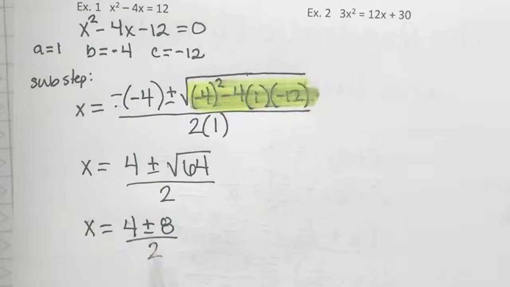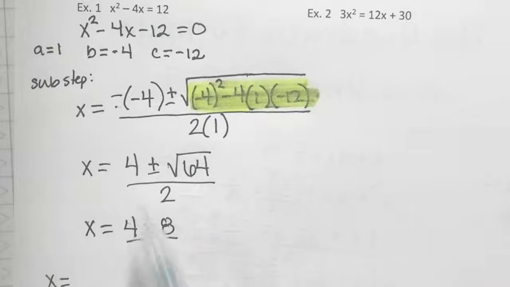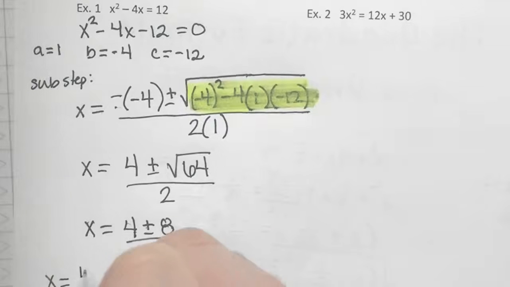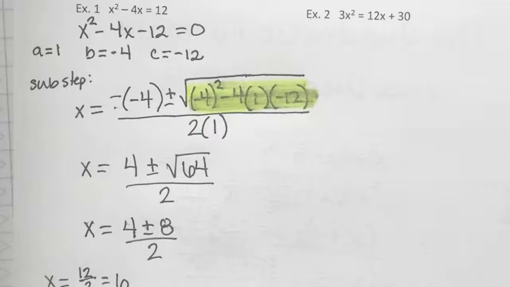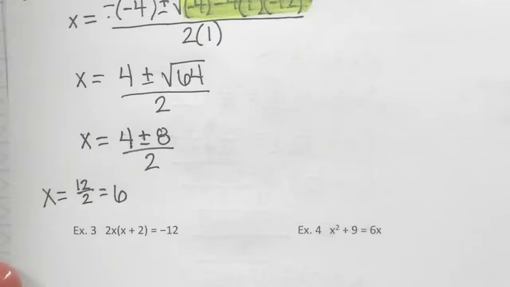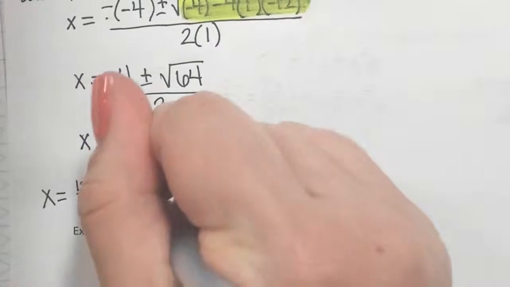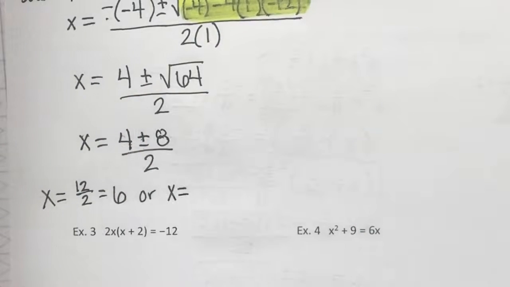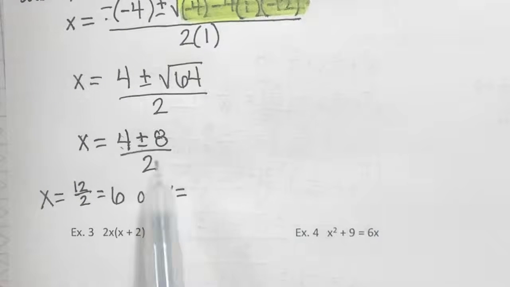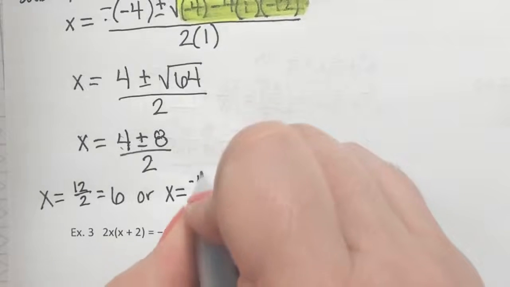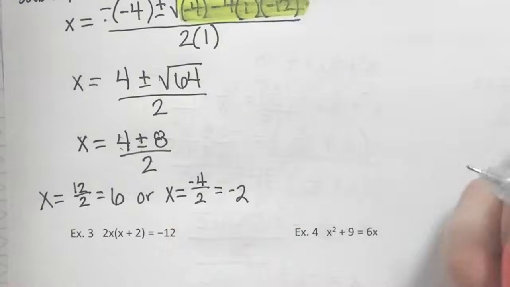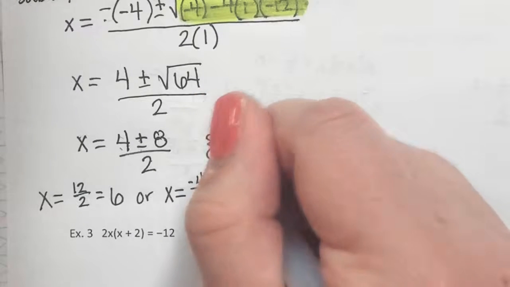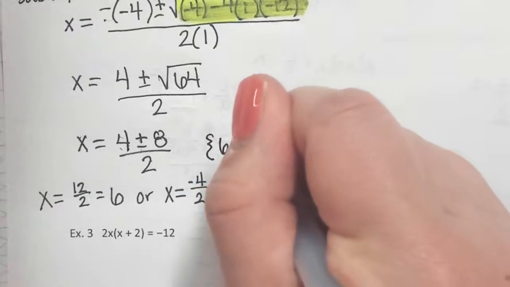So we continue. So we get our two answers. First we're going to do 4 plus 8 divided by 2. 4 plus 8 is 12, divided by 2 is 6. So one answer is 6. And then the other one we're going to do 4 minus 8 divided by 2. 4 minus 8 is negative 4, divided by 2 is negative 2. So the solutions are 6 and negative 2.